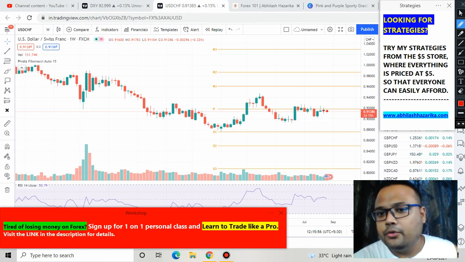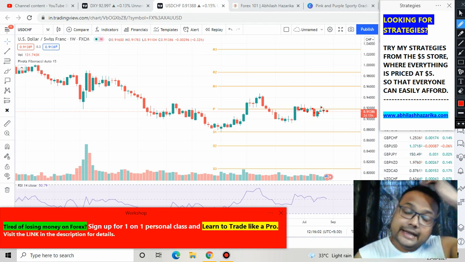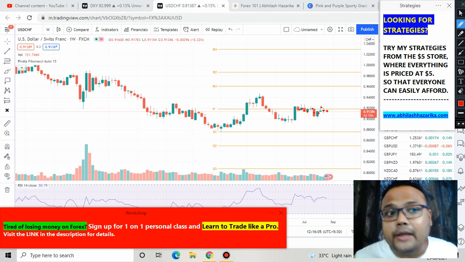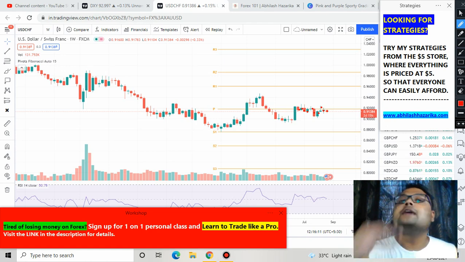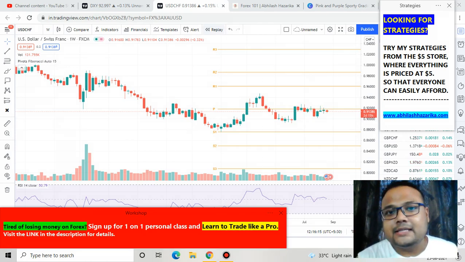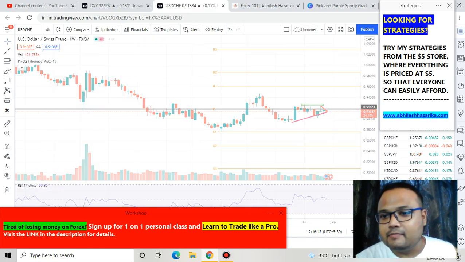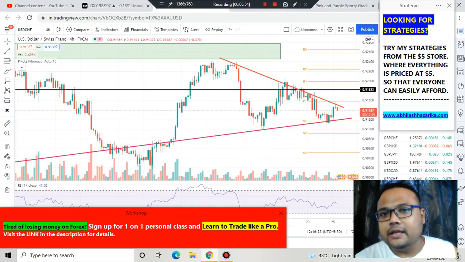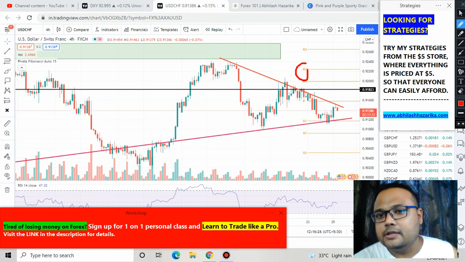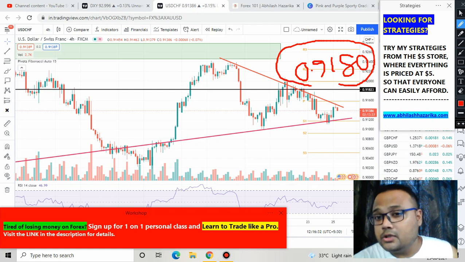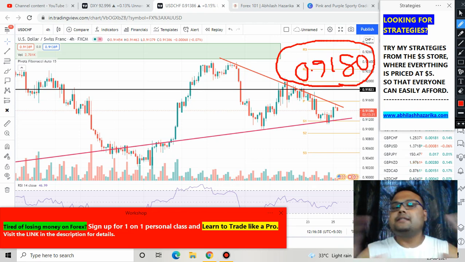See, 1 2 3 4 5 6 7 8 9 10, 10 candles. Each candle signifies 1 week. This is a weekly chart. So it's been more than 2 months. Price is still struggling to cross or close above this level, still struggling hard, not in a position to close above this level. So this level is also very important for the market. 0.9180. So my dear friends, you also need to mark this level on your charting platform. So these are the price levels on the USD CHF chart.